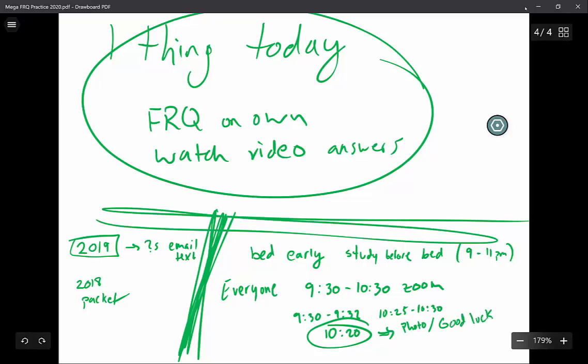You can either, on Zoom, I'll take a photo of the participant. So if you want to turn on your camera, great. If you're like, "No, I just woke up out of bed and I haven't showered," then I can just have a picture of your name. But if you're there at 10:20, we'll get that. If you're not there at 10:20, no worries.